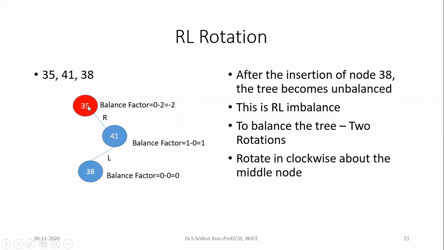Start from the root, that is the imbalance node, and find out what is the type of rotation it is. Write the two labels consecutively. So you will be getting first R and then L. So it is RL rotation. So when the letters are different, we need to perform two rotations.